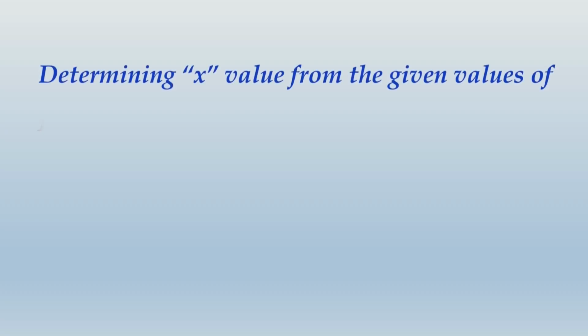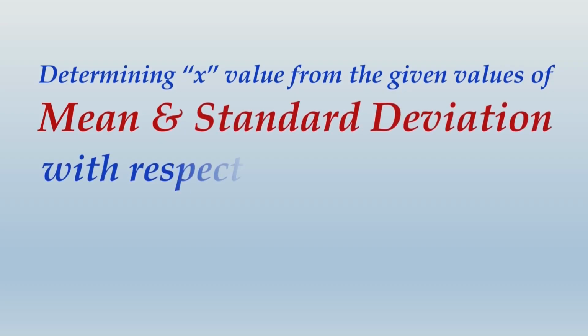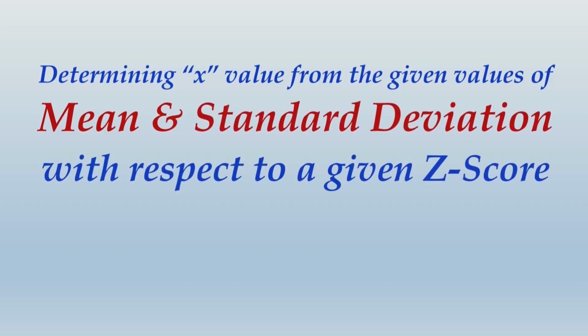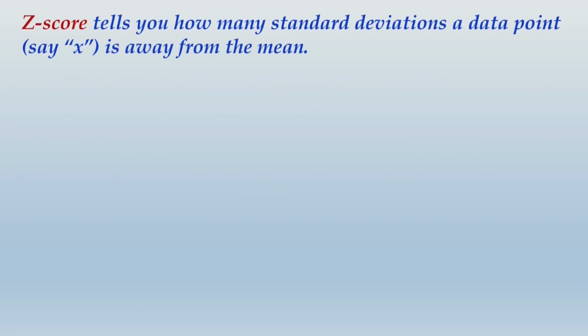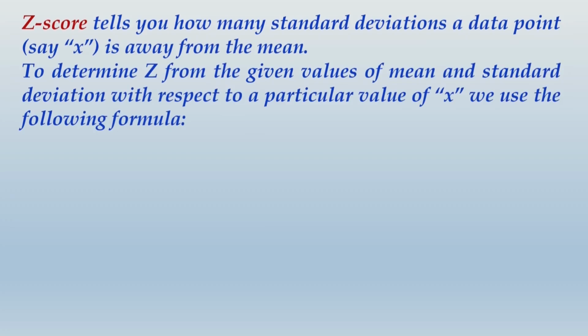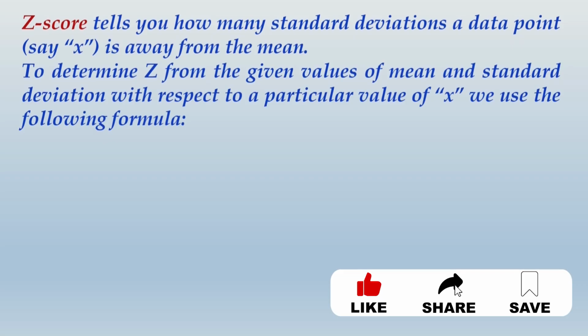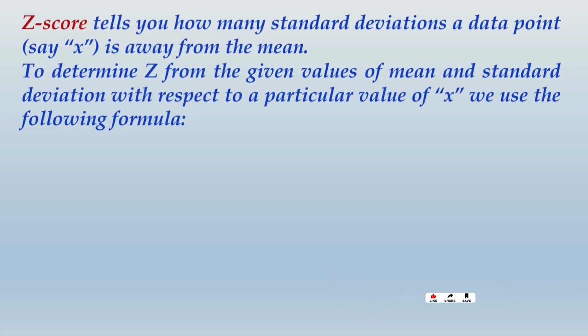Now in this class of normal distribution, we are going to have a specific discussion about determining the x value from the given values of mean and standard deviation with respect to a given z score. Let us move ahead. Z score tells you how many standard deviations a data point, say x, is away from the mean. To determine z from the given values of mean and standard deviation with respect to a particular value of x, we use the following formula, that is z equals x minus mu divided by sigma.